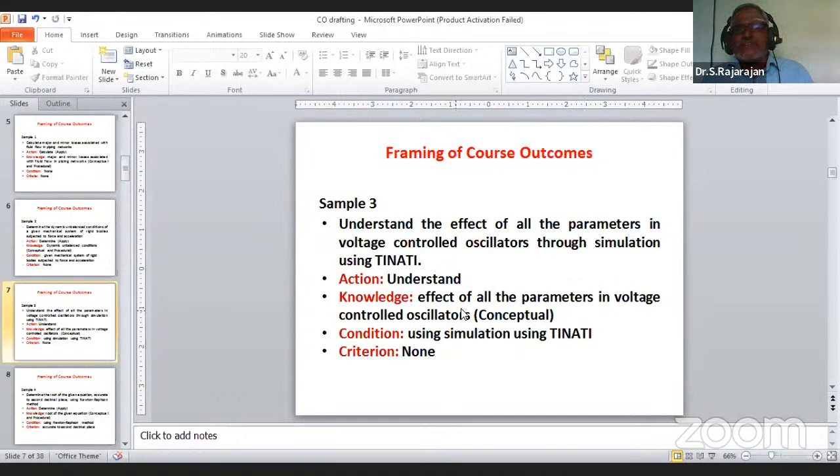Look at this. Knowledge is the effect of the parameters in the voltage controlled oscillator. This is the knowledge concept we are going to give to the students. And the condition is using simulation by the tool TINATI. It's a tool, like you can name any tool. No criterion has been given here. So again 3 parameters in the sample. ABC is available, one more C is left out.